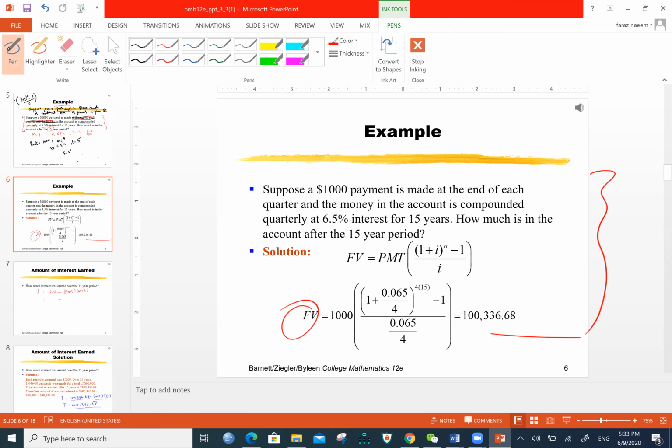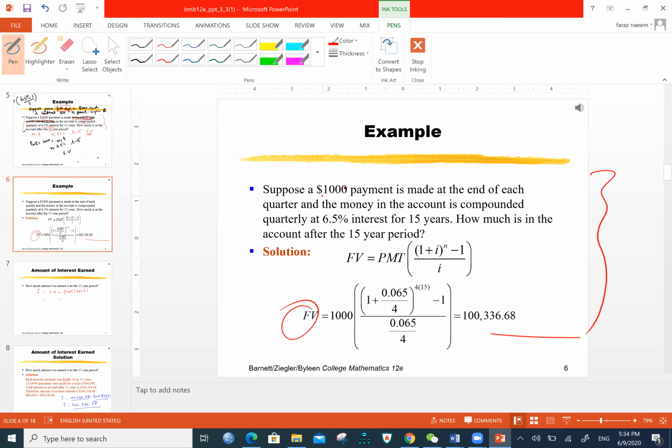You take the 15 years... no, wait, I don't know. No, you are in the right direction. You see how much you put in and how much you have in the end, and then just calculate the difference. Very good. First of all, we need to see how much we deposited.